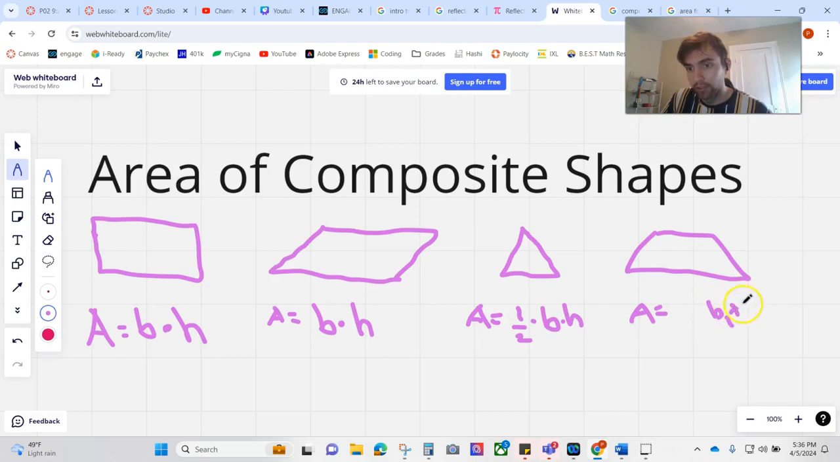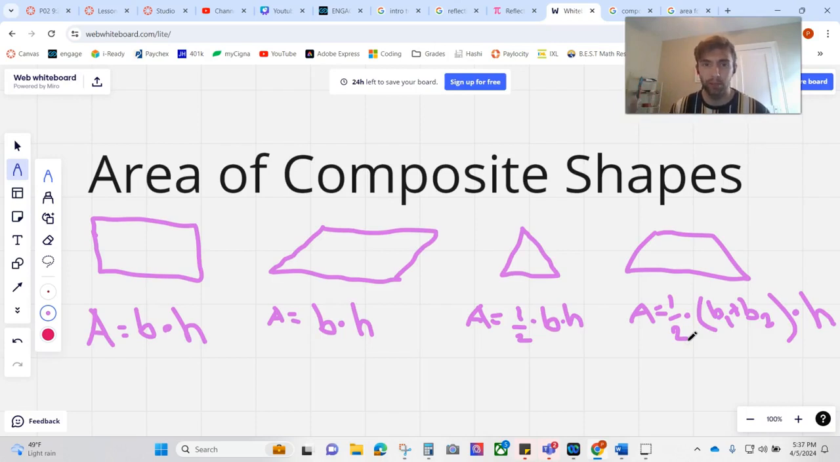The area of a trapezoid equals bases times height times 1/2. So we got base times height, base times height, base times height times 1/2, bases times height times 1/2. These are our four core shapes right now.